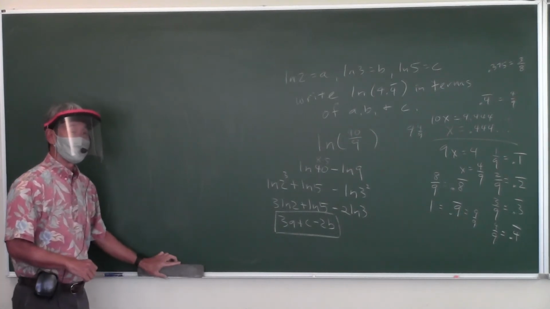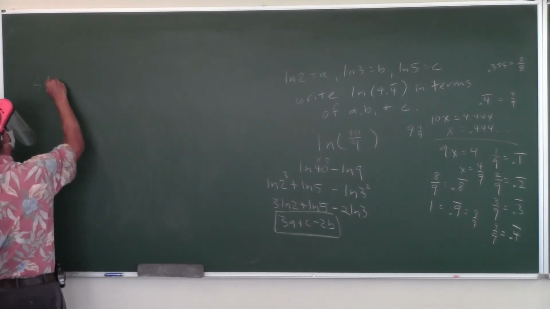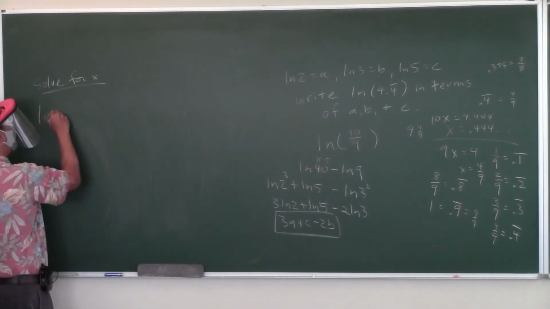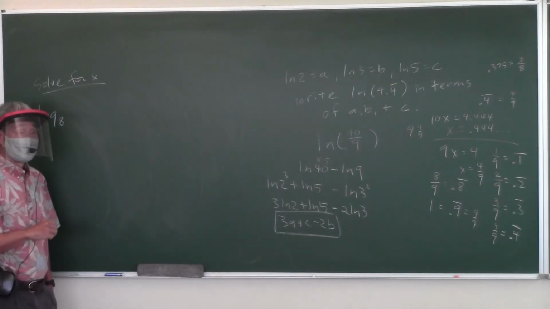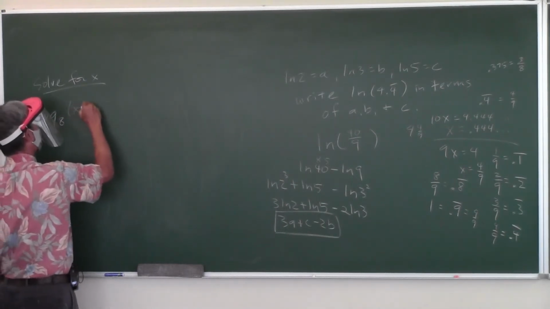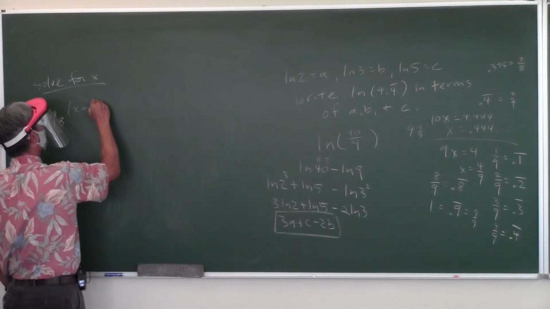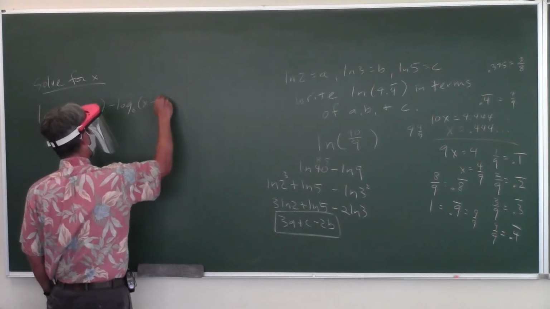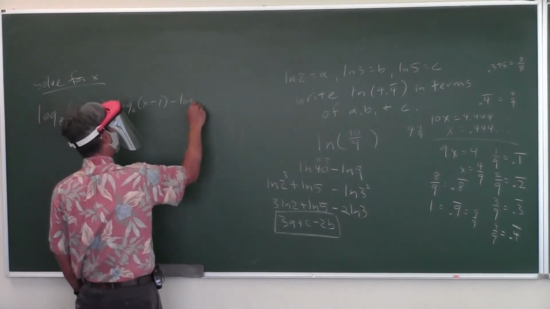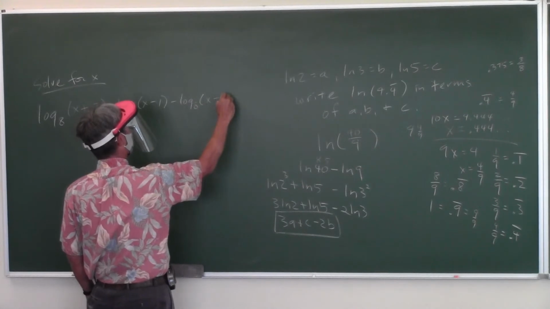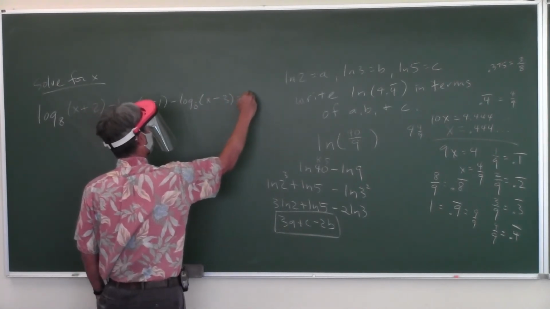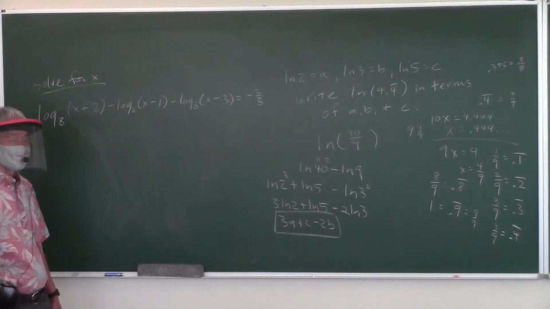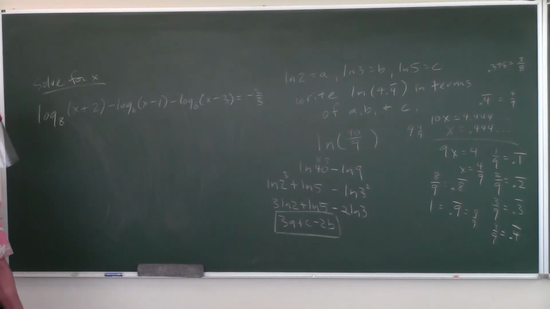Okay, now let's solve an equation. Solve for x. Let me see if I can make one up here. Solve for x. Log base 8 of x plus 2 minus log base 8 of x minus 1 minus log base 8 of x minus 3 is equal to negative 2/3. This is a typical Algebra 2 problem, but that's the kind you're going to get on the next quiz.